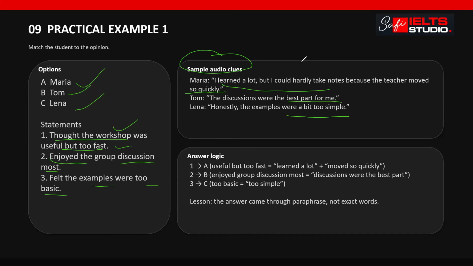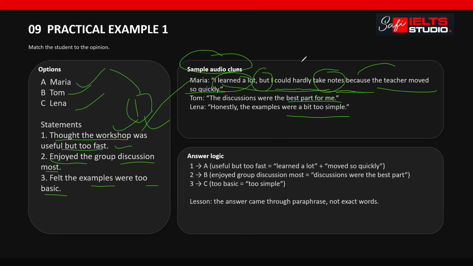So what do you think, if you just compare, Maria. So for Maria, the option that can be what? That can be number 1. Exactly: thought the workshop was useful but too fast. But can you see, they use different words. I learned a lot. But. So when he said but, I could hardly take notes. Why? The reason was what? Because the teacher moved so quickly. So now we understand. So for Maria, number 1 is the right answer.